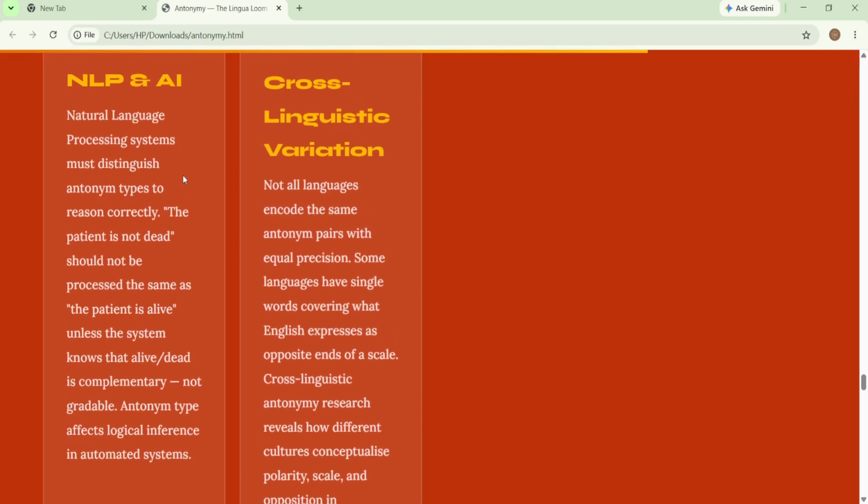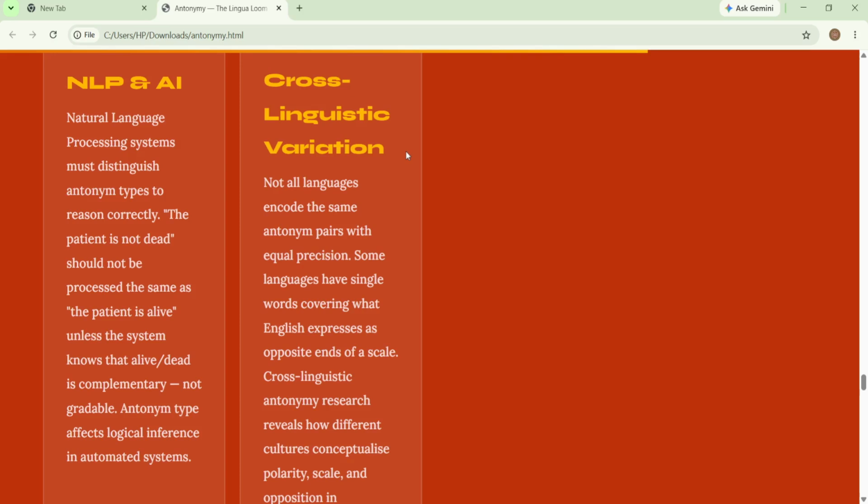NLP and AI: natural language processing systems must distinguish antonym types to reason correctly. An example is that the patient is not dead should not be processed the same as the patient is alive, unless the system knows that dead or alive is complementary. Antonym types affect logical inference in automated systems. So this shows that to train NLP systems correctly, antonyms must be processed and featured out correctly.